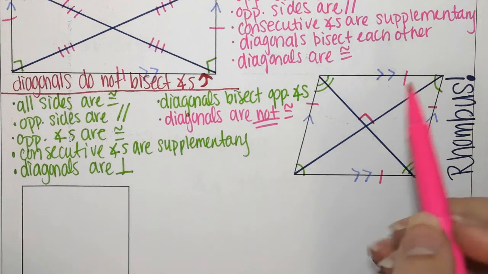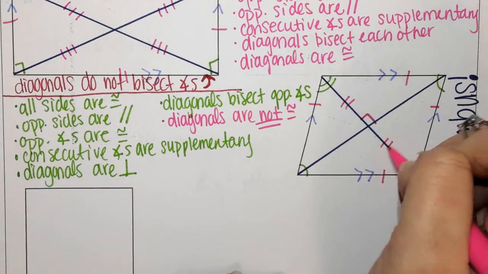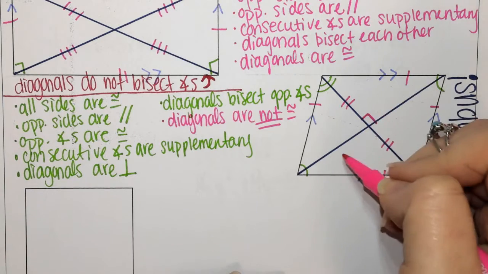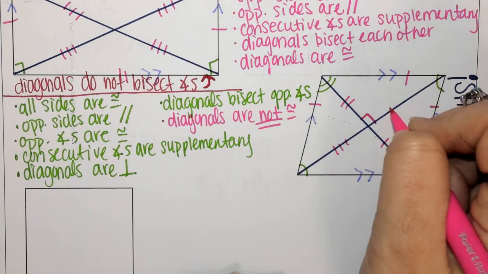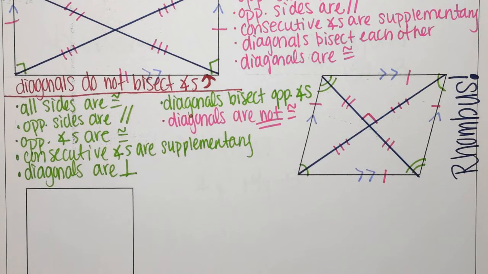So how many tickies did we put on the top left and bottom right? 2. And then we would put 3 over here, correct? Yep. Because they are not congruent to each other.